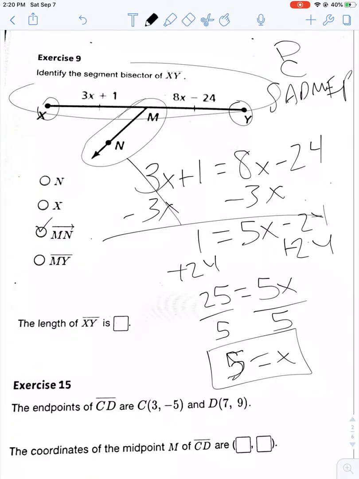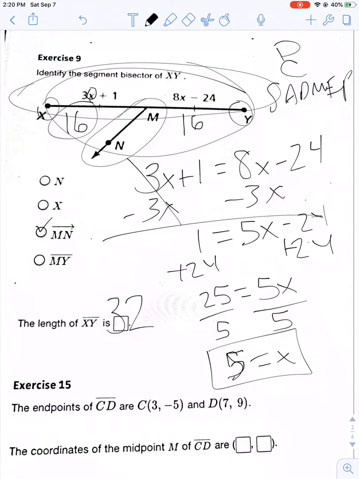Well, here's the whole thing. So we're going to plug in 5 here for x. 3 times 5 is 15, plus 1 is 16. But since it's a bisector, it means they're both equal parts. So if this part's 16, then this is 16. And that would make the whole thing 16 plus 16, which is 32.